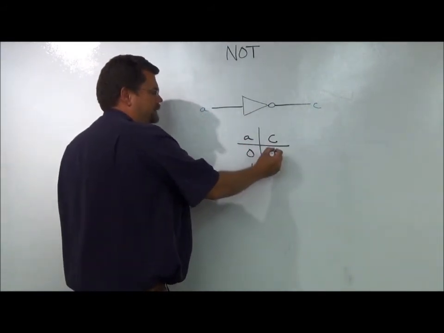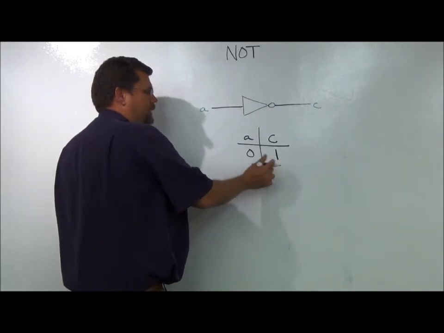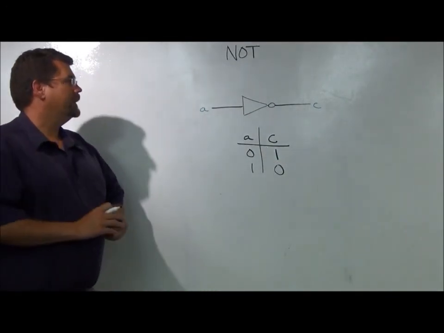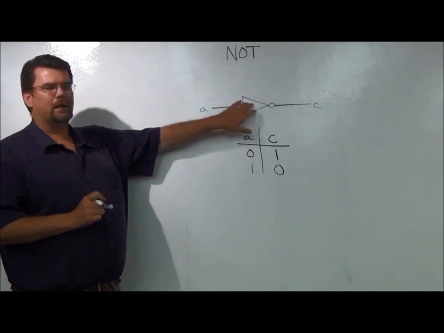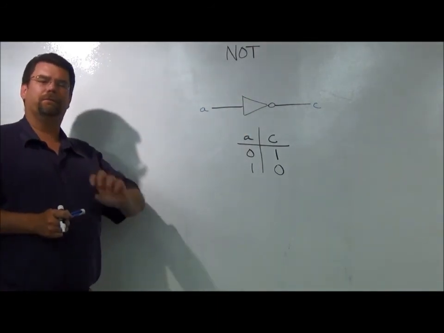If it's a 0, we produce a 1. If it's a 1, we produce a 0. So the NOT gate, the NOT logic gate, is simply an inverter. It flips the bit.